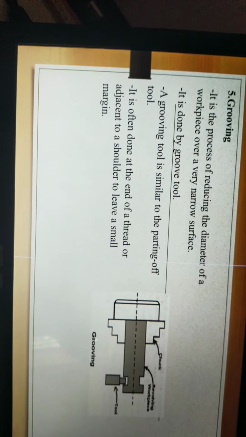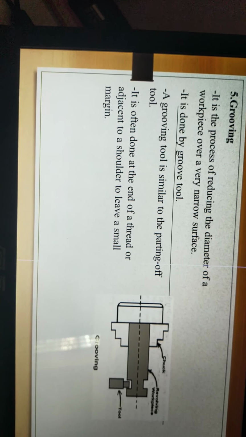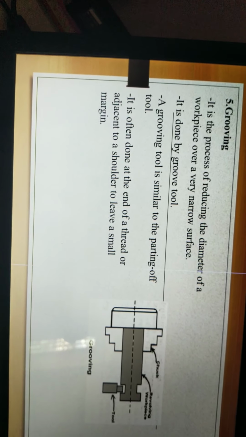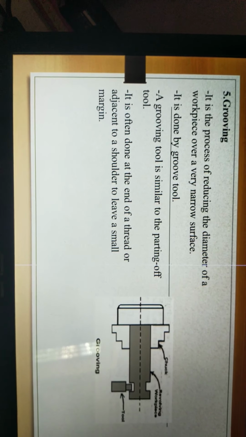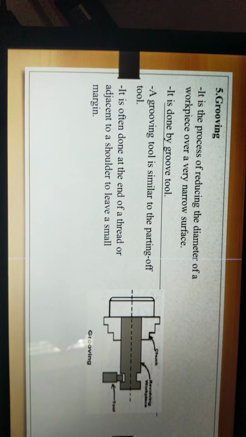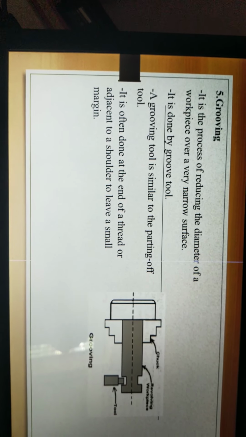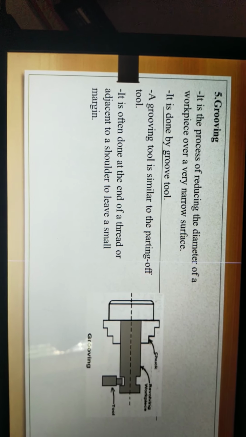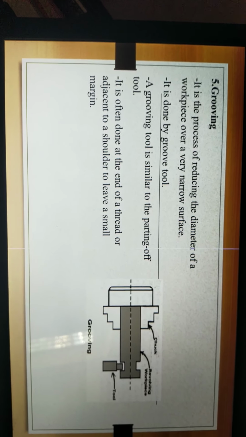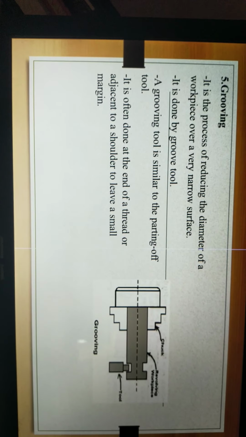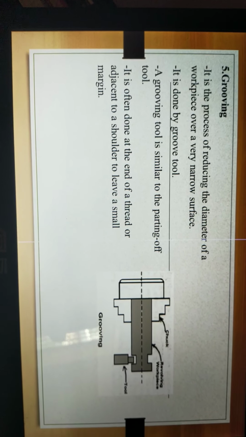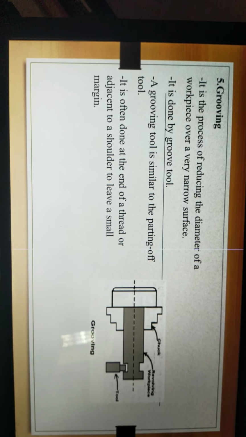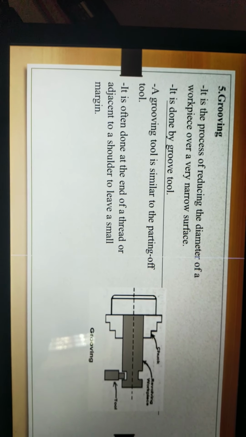Grooving is the process of reducing the diameter of workpiece over a narrow surface. It is done by a groove tool. Grooving tool is similar to the parting tool. It is often done at the end of the thread or adjacent to a shoulder to leave small margins. We give the depth, and then we are moving the tool along the axis, so that diameter gets reduced.